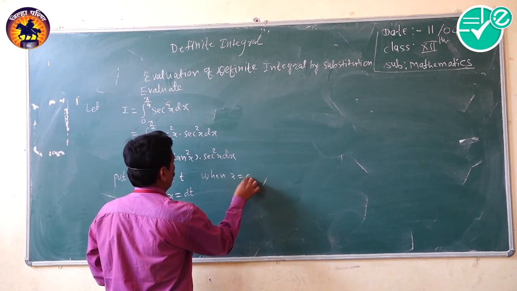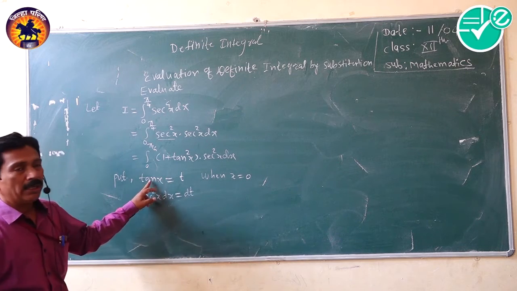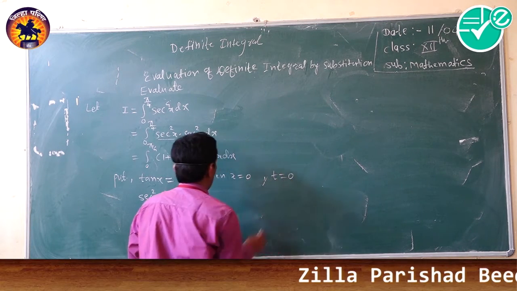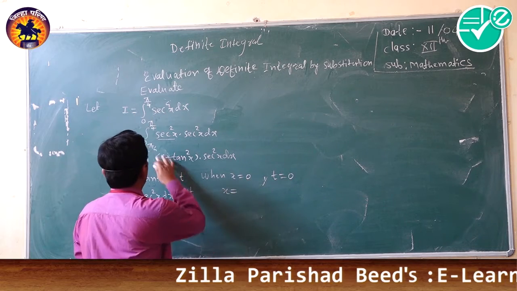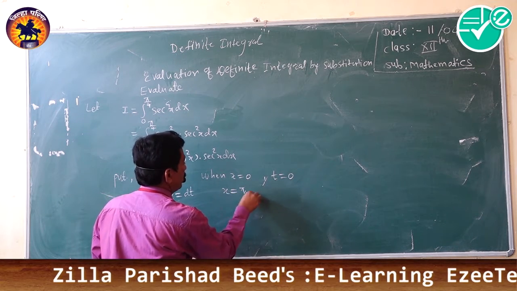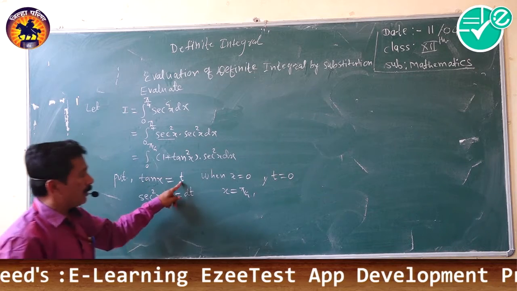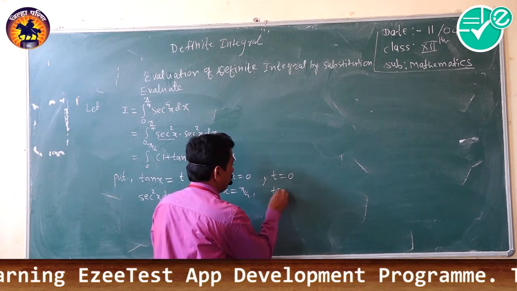When x is equal to 0, tan of 0 is 0, therefore t becomes 0. And for the upper limit x is equal to pi by 4, substituting x equal to pi by 4, tan pi by 4 is 1, therefore t is equal to 1.